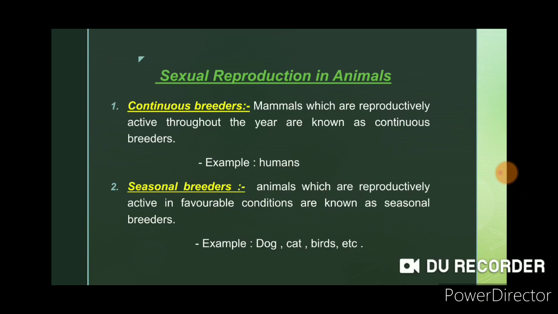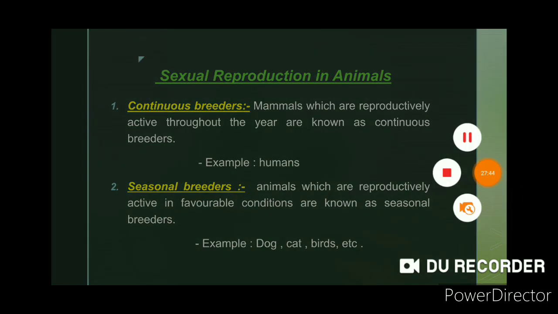Example, humans. Next is seasonal breeders, that is, animals which are reproductively active only in certain favorable conditions, such as dogs, cats, birds, etc. When some favorable condition comes, they become reproductively active, so they are known as seasonal breeders. Examples are dogs, cats, birds, etc.